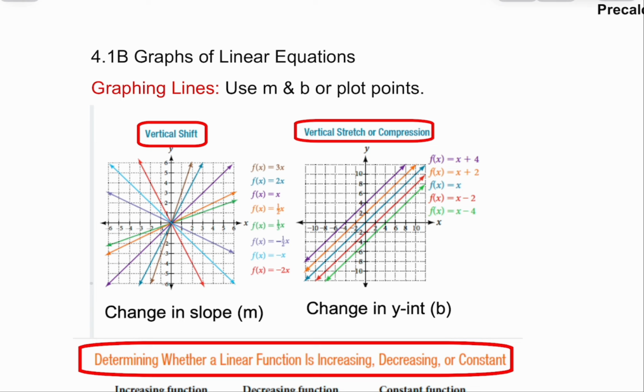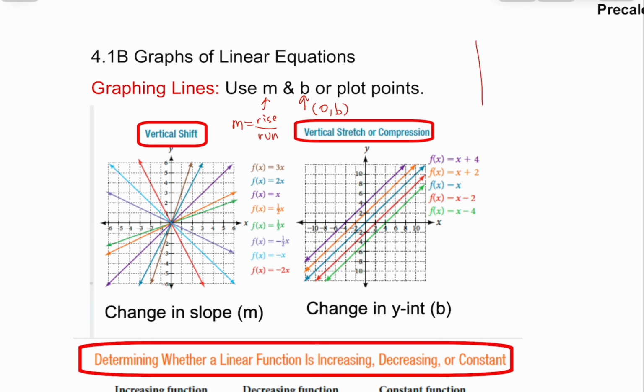In 4.1b, we are going to talk about the graphs of linear equations. Now remember, you should know by now how to graph a linear equation. You can use the slope and the y-intercept. That's one way to do that. Remember, the y-intercept is technically a point, so this is the point (0, b), and for your slope you can do rise over run.